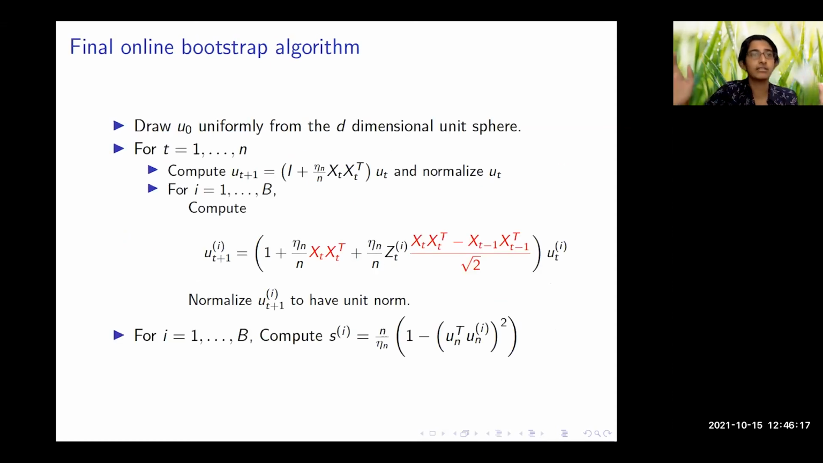So here is the final bootstrap algorithm. You are going to draw some U0 uniformly from the d-dimensional unit sphere, fix it there. And now you are basically going over every data point. The first step is where you are maintaining your Oja vector. This is kind of like without bootstrap. And in the second one, you are maintaining a set of B bootstrap vectors. And of course there is a normalization. You can't just multiply, you have to normalize always.